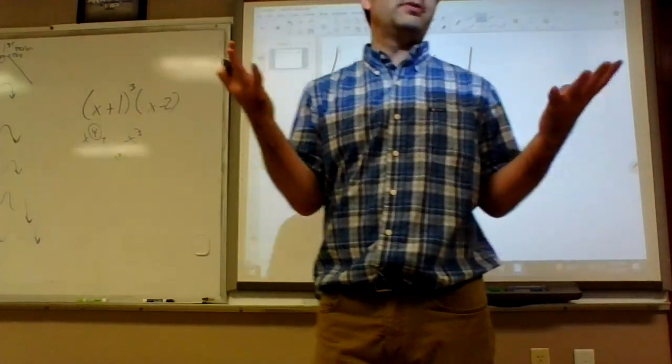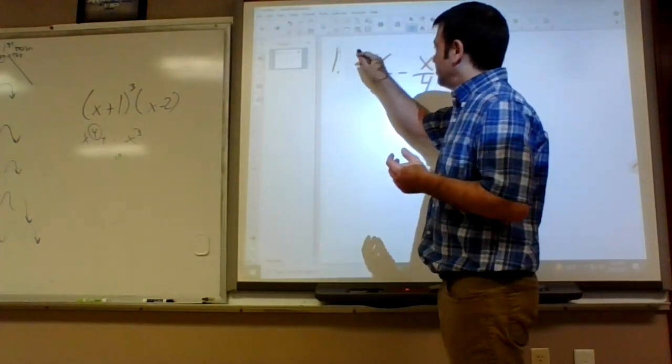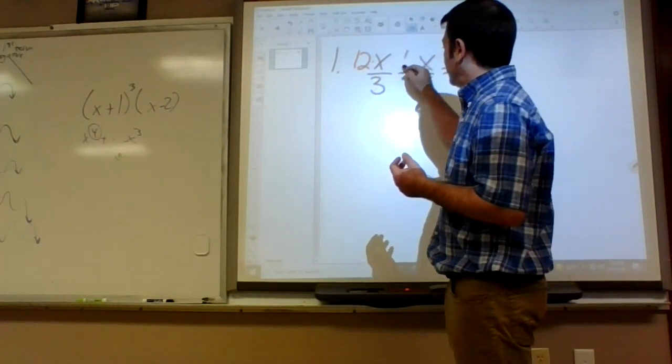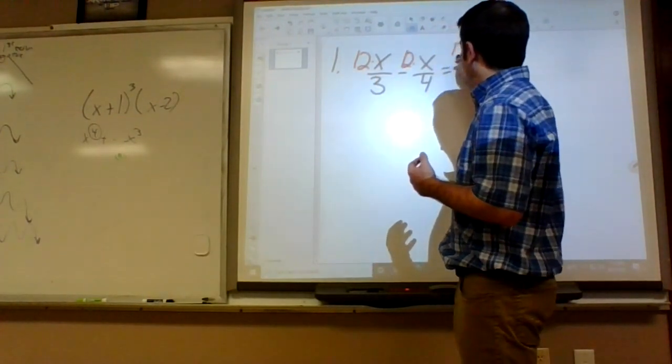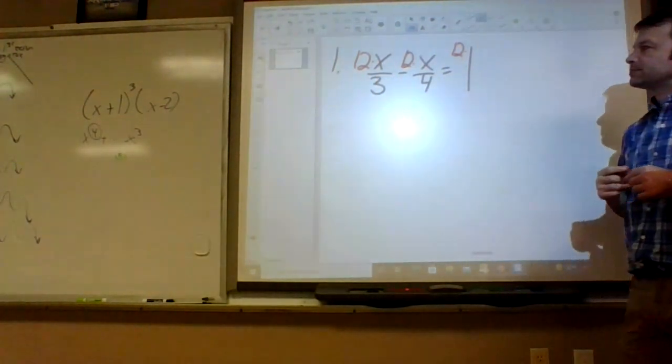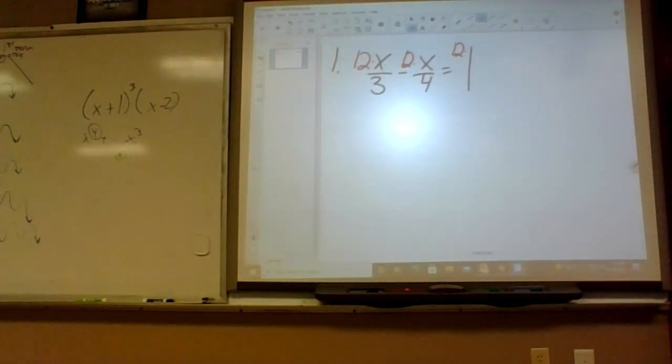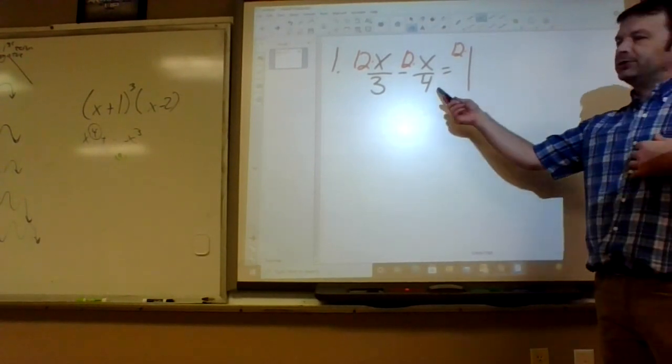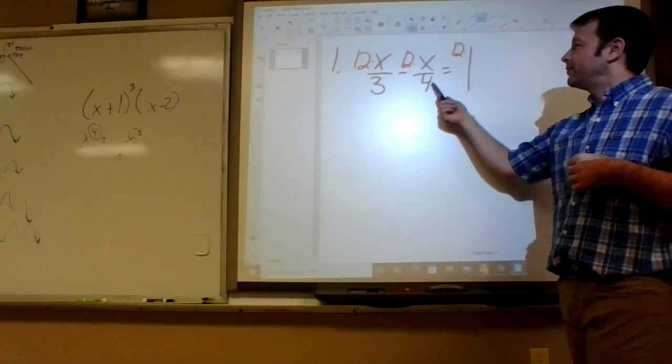That's a legal algebra move, right? So every term on both sides gets multiplied by 12. Now why am I doing that? Because 12 over 3 reduces, 12 over 4 reduces, and that'll get rid of my fraction.